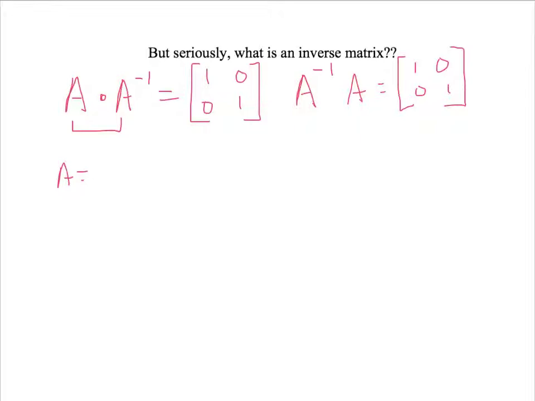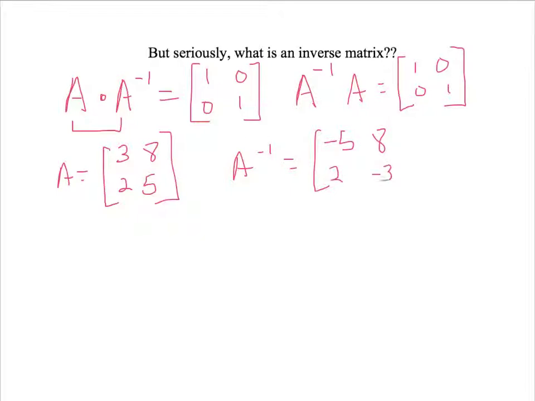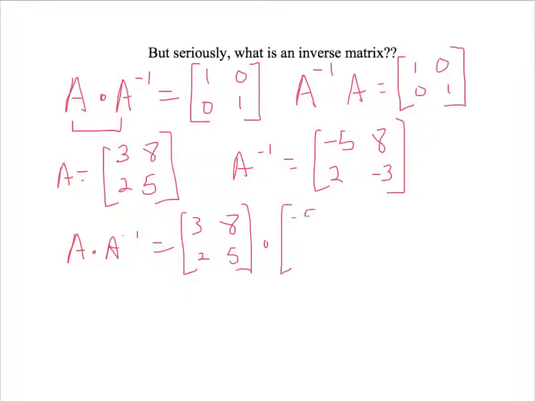that I have a matrix A, 3, 8, 2, and 5, and I go through the process that I just showed you, and it turns out my inverse matrix is negative 5, 8, 2, negative 3. Let's just multiply these two together and see if I really do get the identity matrix. So I have 3, 8, 2, 5 times negative 5, 8, 2, negative 3.